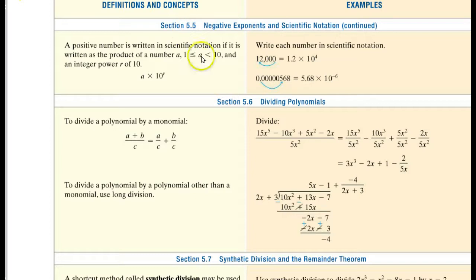Here's a small number. We're going to move the decimal place over 6 places to make it 5.68 times 10. We moved it over 6 places. That made it a negative 6. So small numbers have negative exponents. Large numbers have positive exponents. Okay? There's a little summary.